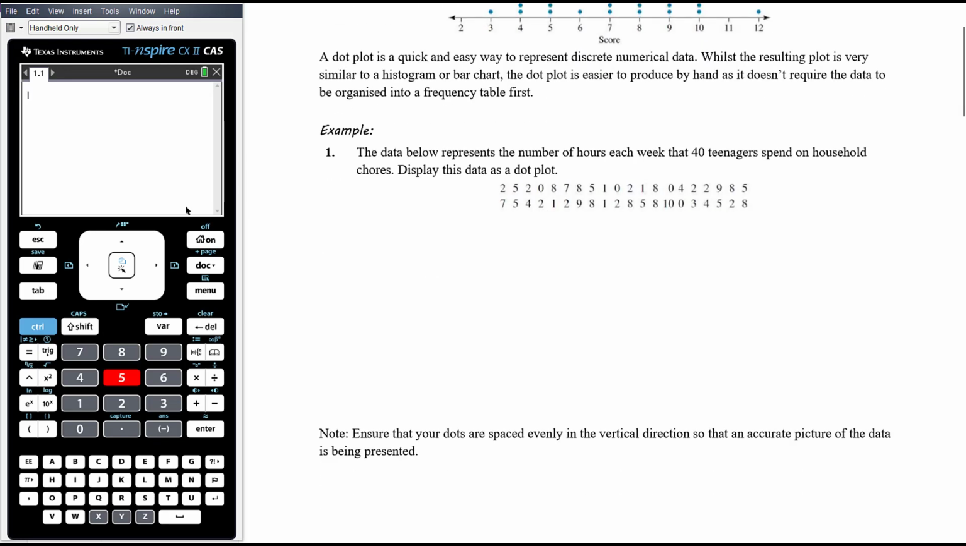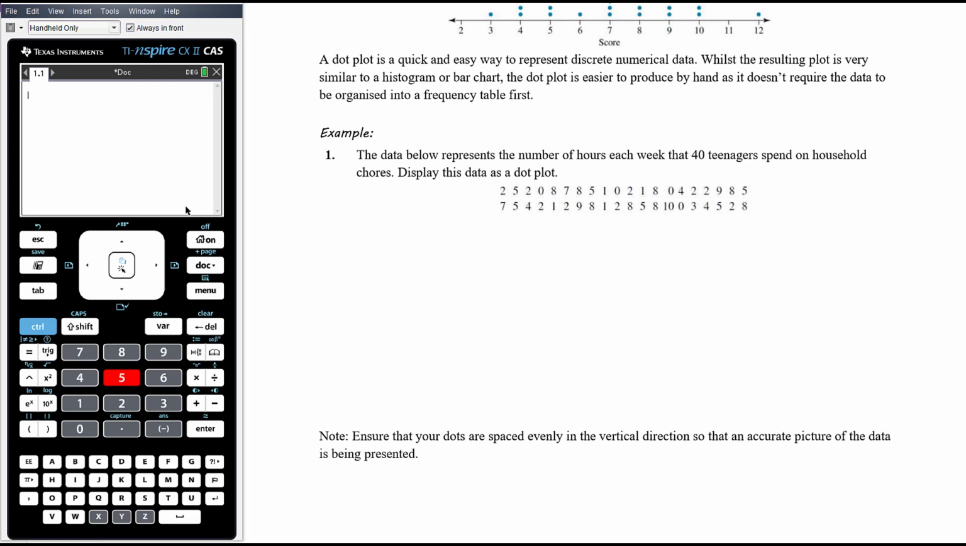Okay, so here we have data that represents the number of hours each week that 40 teenagers spend on household chores, and we want to display the data as a dot plot. So the first thing you've got to work out is your scale. You need to think about your data and the values that it spans. So 0 is clearly the smallest value. There's no negatives, but there are zeros. And then the largest value, they're mostly single-digit numbers, except there is a 10 there. So we will need everything from 0 to 10.